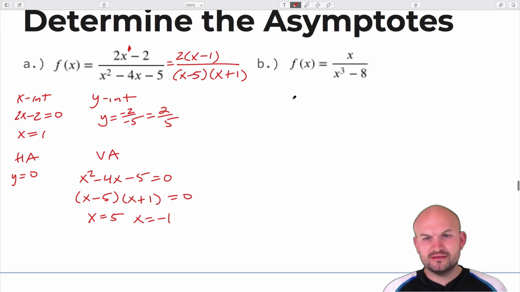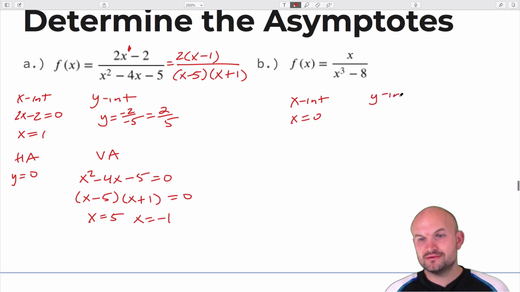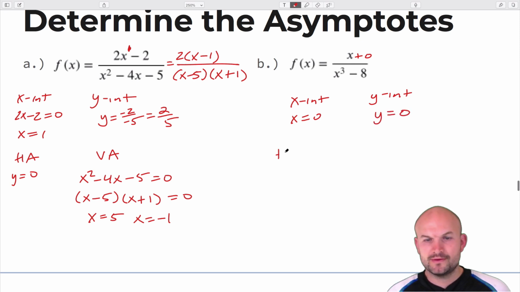So for the next one, the x-intercept is, again, x equals 0, kind of easy. The y-intercept, again, you can treat this as a 0, is going to be 0 over -8, which would be y equals 0.